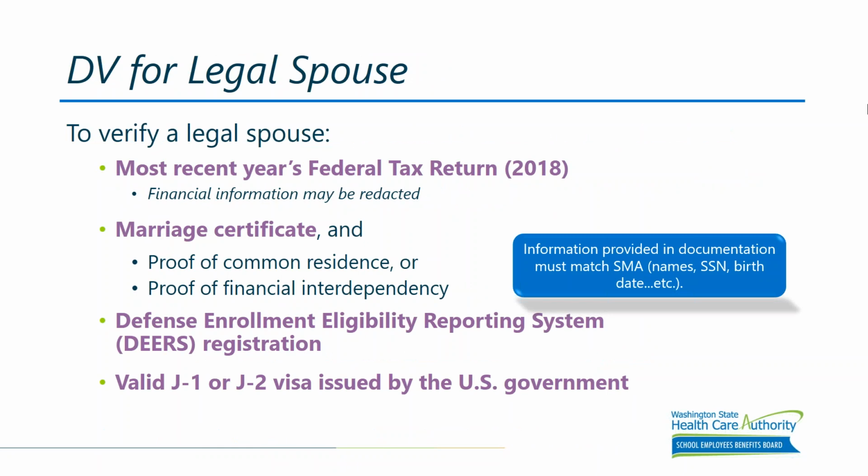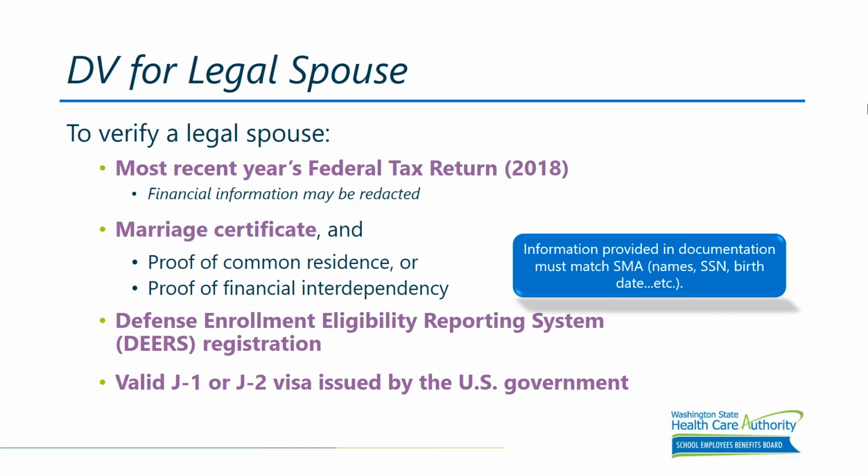So let's take a look at dependent verification documents that may be submitted in order to verify those eligible dependents. First, we'll talk about dependent verification for a legal spouse. So some documents that could be provided are most recent year's federal tax return. So we're looking for the 2018 tax return. If you receive anything else, it's not going to be valid. So a 2011 form, 2015, that sort of thing, we would then have to deny that document.